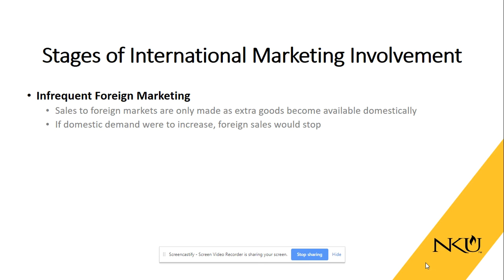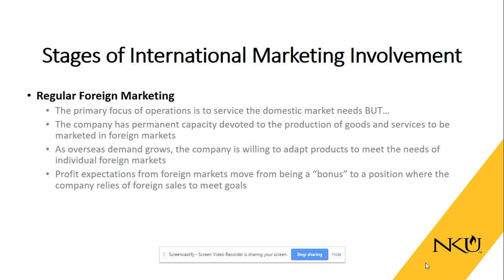The thing here is that if domestic demand were to increase, our foreign sales would stop, or at least become less frequent. As our domestic demand increases, we're not going to increase production. We're just going to sell those extra goods we produced domestically instead of sending them abroad. So again, both of these stages are incredibly reactive in nature. When we move into the next three stages, we start to see some proactivity by the companies.